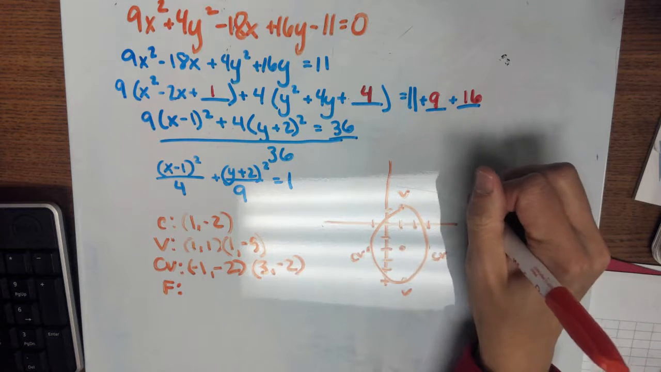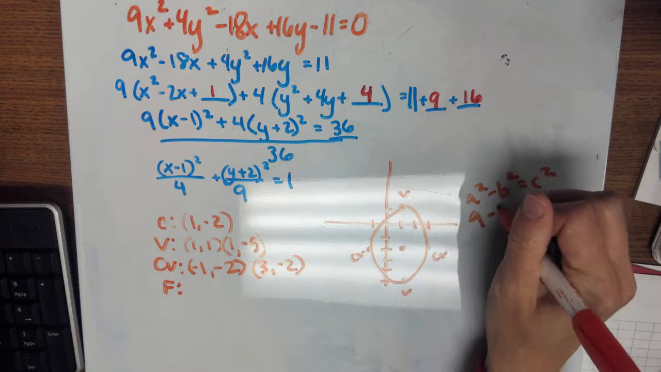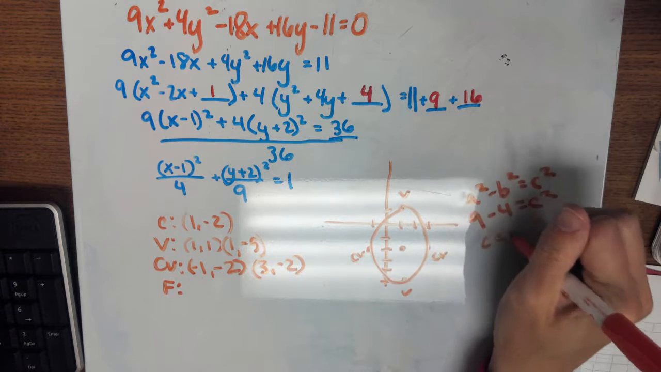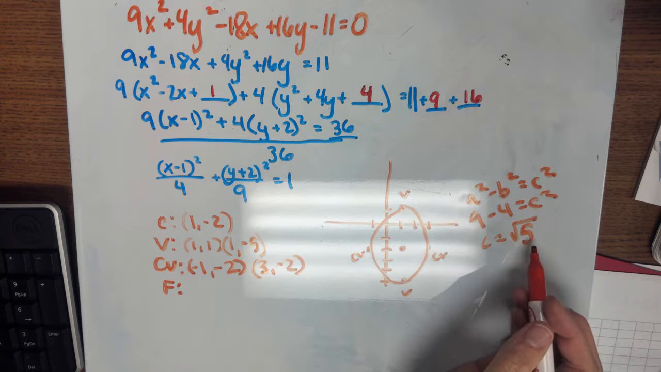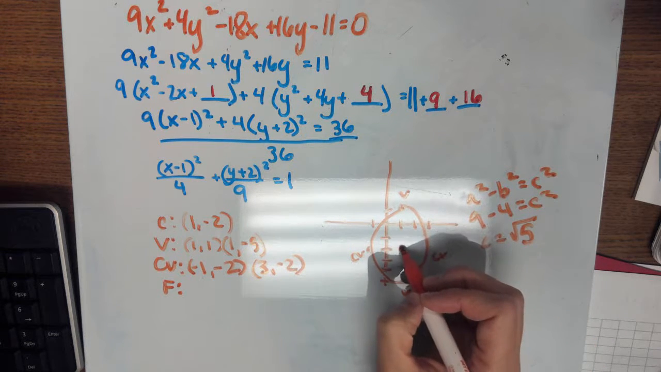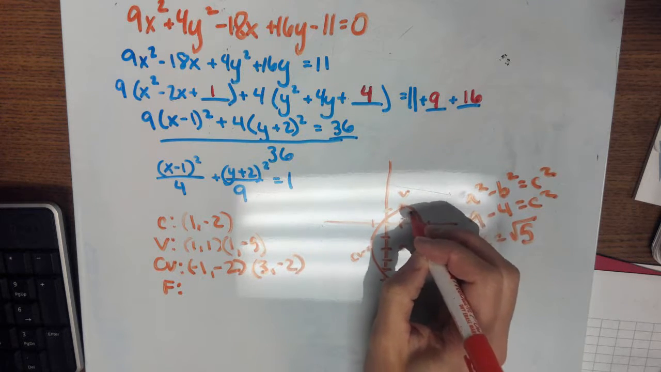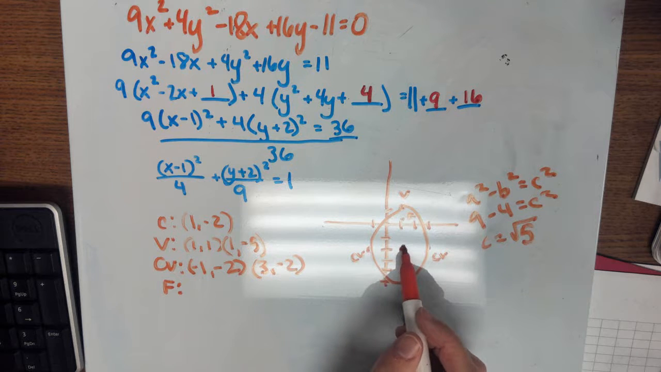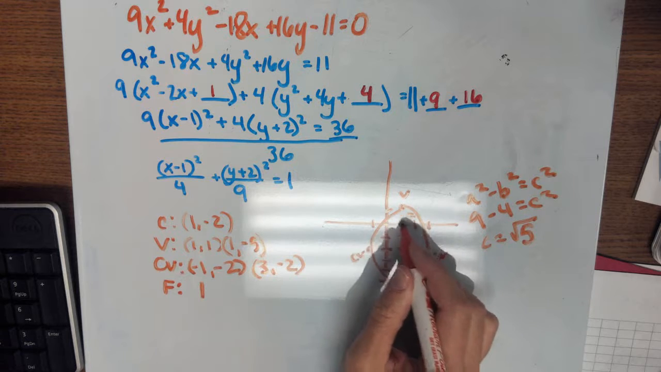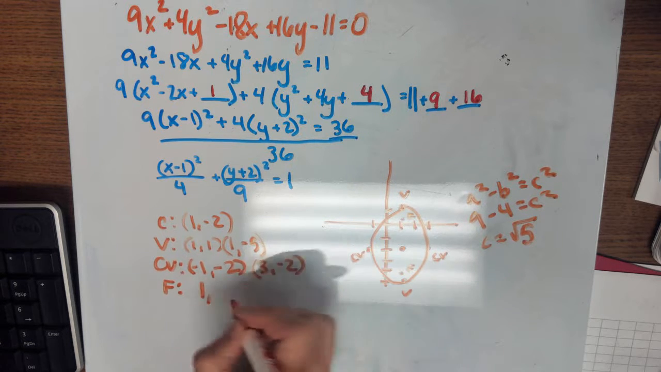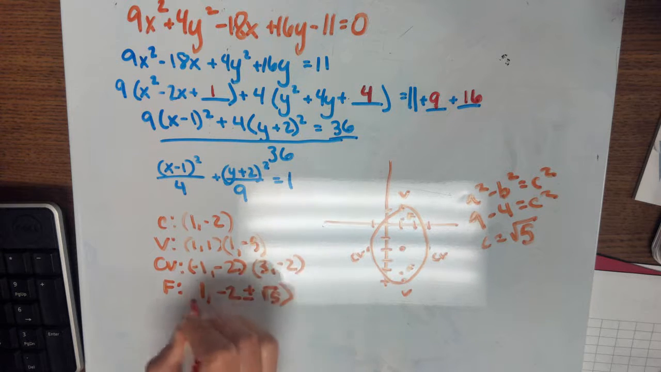My foci then, a squared minus b squared is c squared. A squared is 9, b squared is 4, so c equals radical 5. And remember, we move in the direction of the vertex. So radical 5 is just over 2. 1, 2, there's a focus. 1, 2, and there's a focus. So this time, we say, okay, my x value is 1 for both of these points. We always start at the center, which was at negative 2. We went up and down radical 5 units to get to those foci.